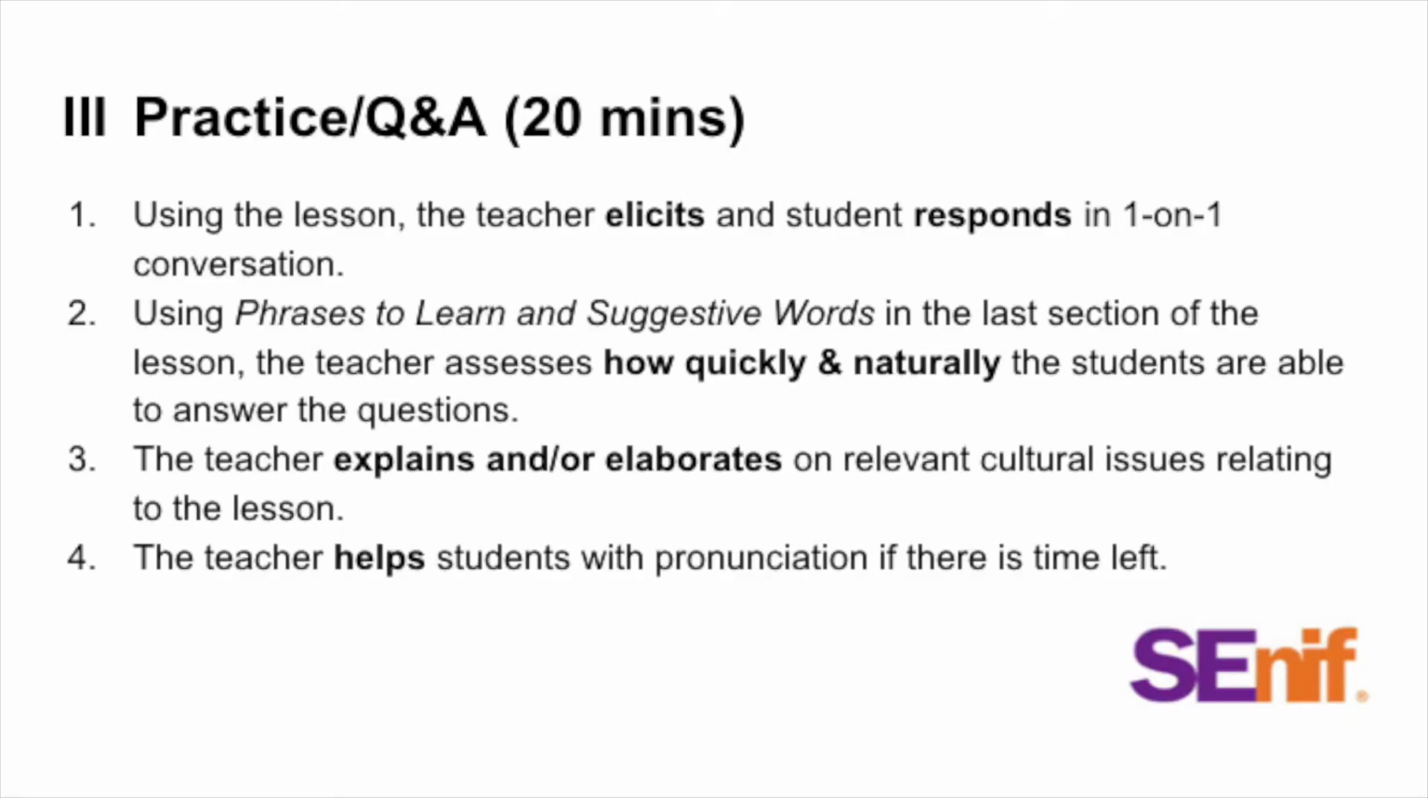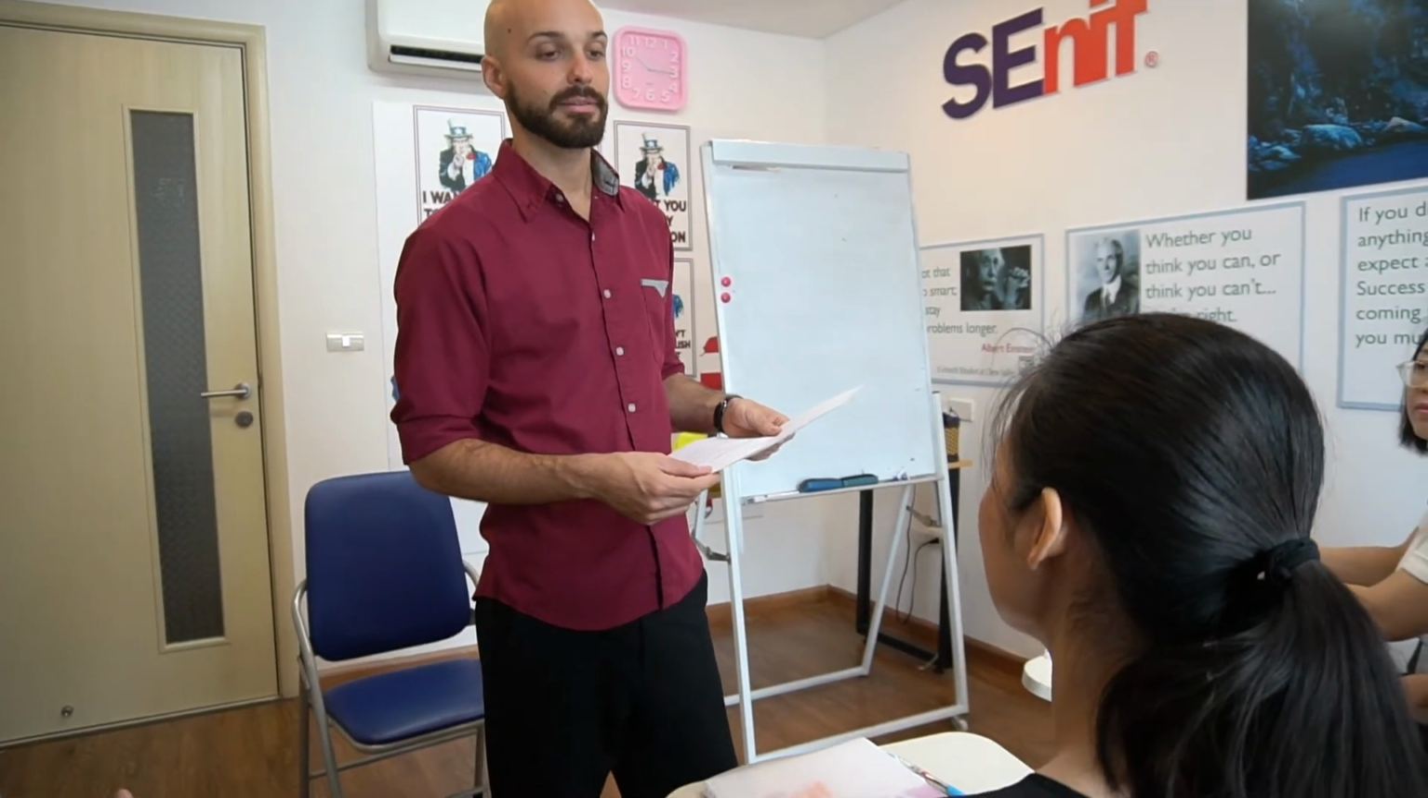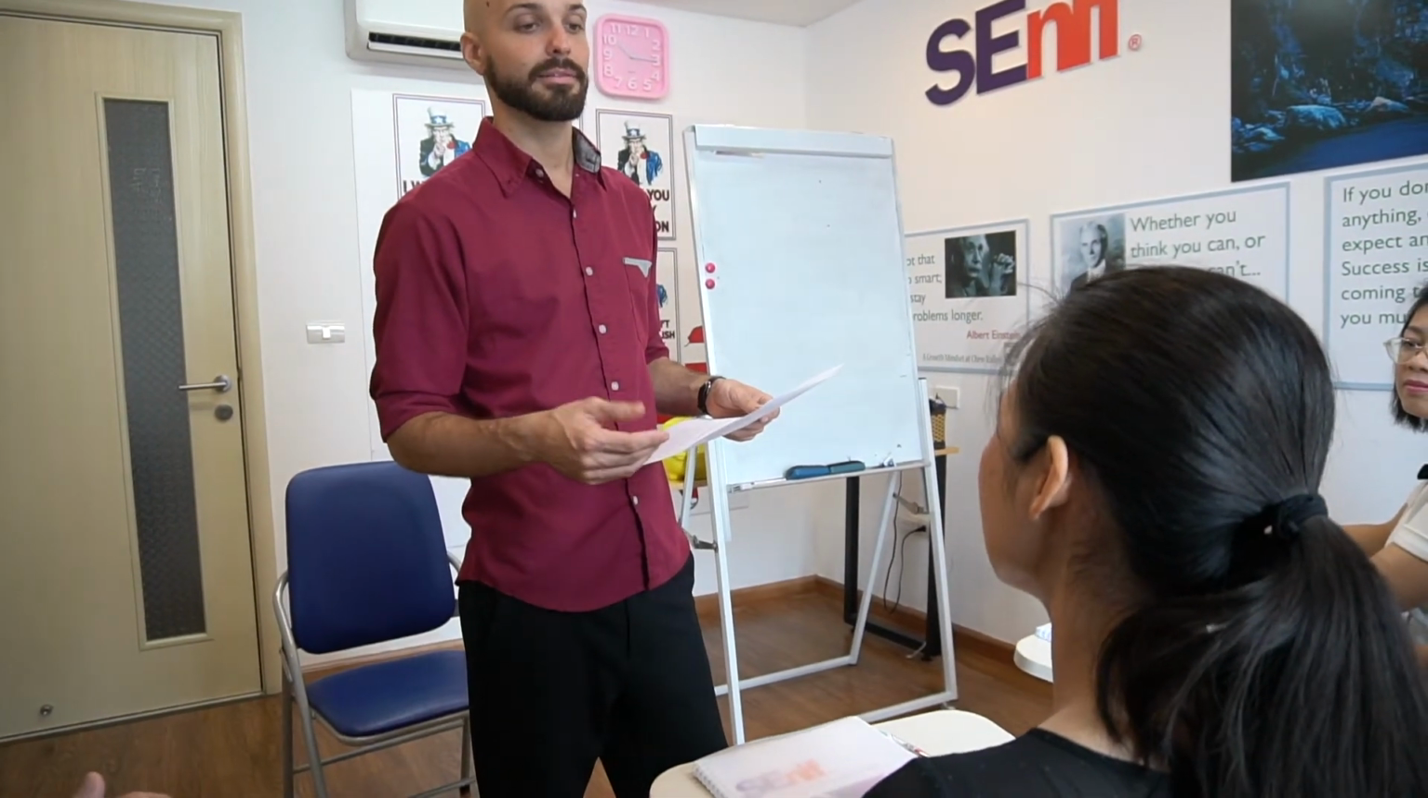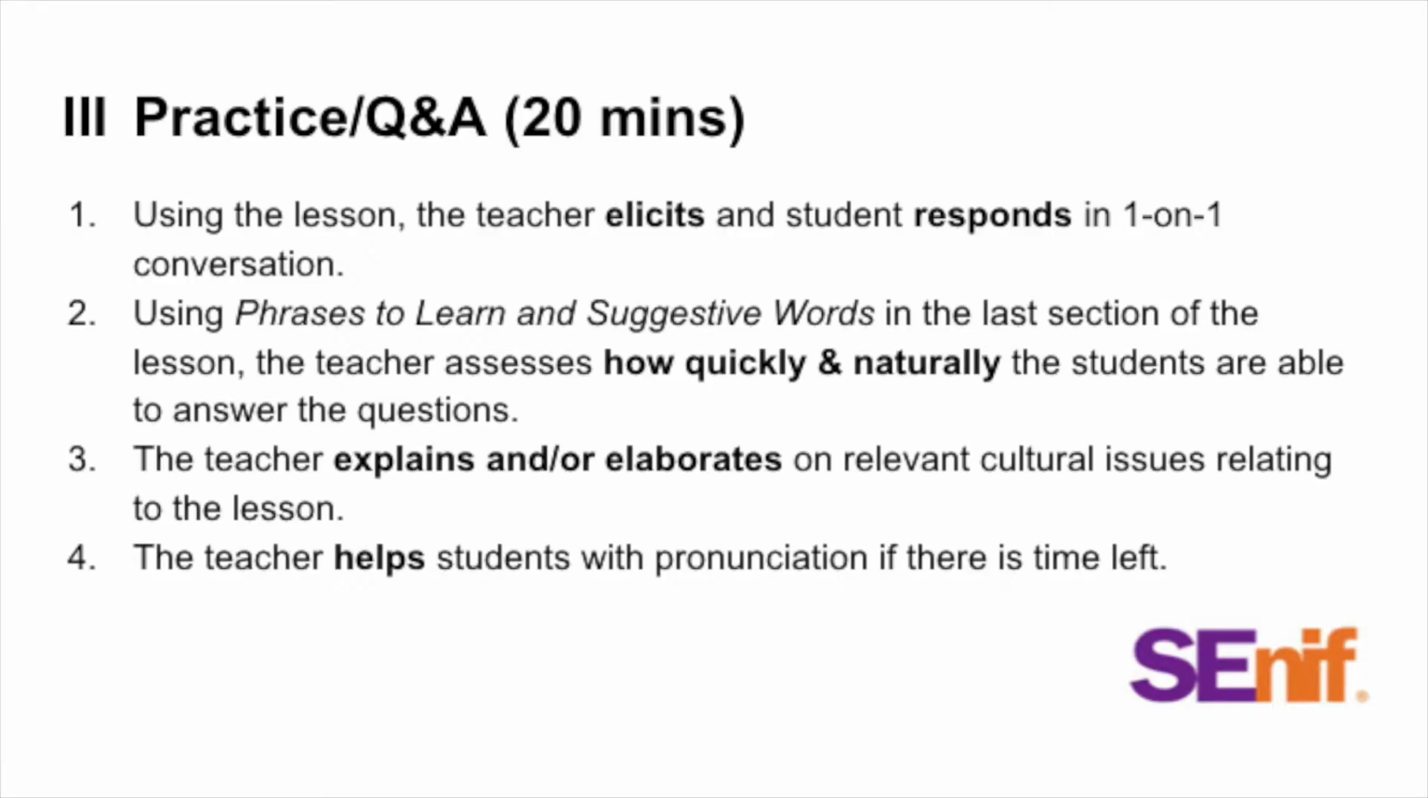Back in the classroom for Section 3, the teacher works with each individual student to elicit their use of target language from the lesson, as well as alternative responses from the phrases to learn and suggestive words section of the lesson. Assessment and correction of the student's progress is performed here, and any feedback is given.